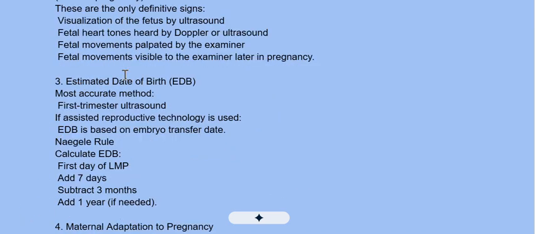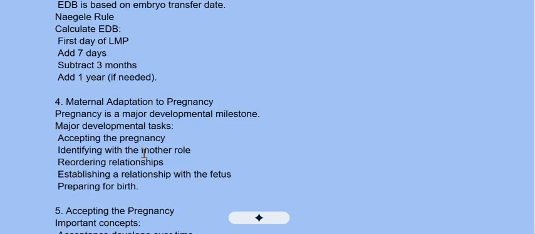3. Estimated date of birth, EDB. The most accurate method is first trimester ultrasound. If assisted reproductive technology is used, EDB is based on embryo transfer date. Naegele rule: calculate EDB from the first day of the LMP. Add 7 days. Subtract 3 months. Add 1 year, if needed.